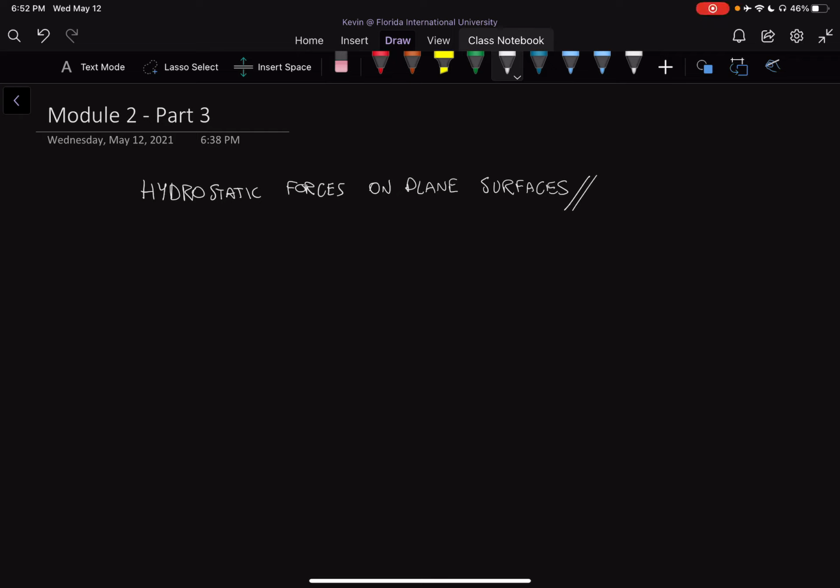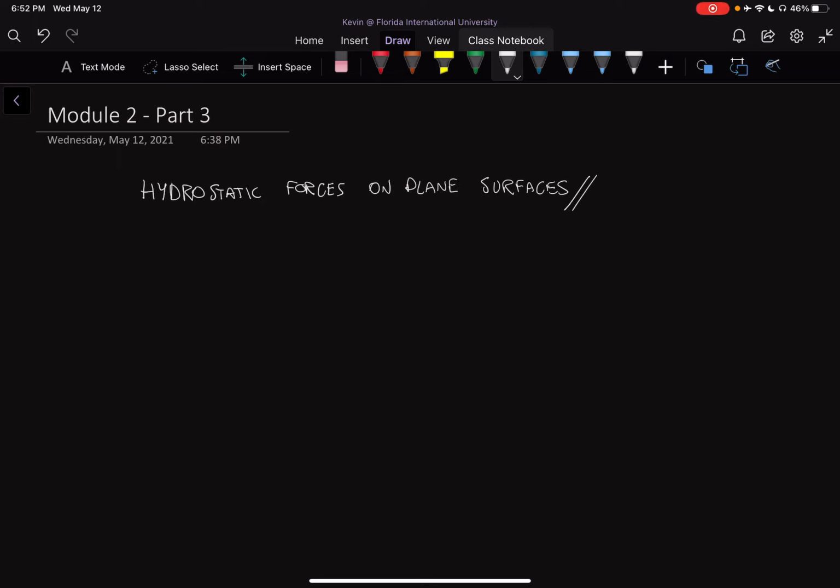Okay, everyone, so we're back for part three of module two, where we're going to introduce hydrostatic forces on plane surfaces. So again, we're still looking at static pressure and how it affects, now instead of just flat surfaces, plane surfaces that might have an angle. So that'll be the next step.